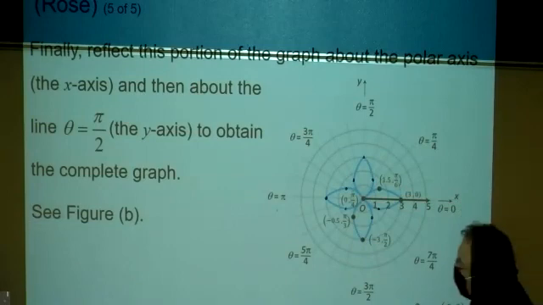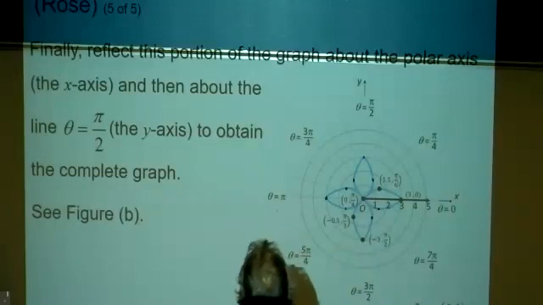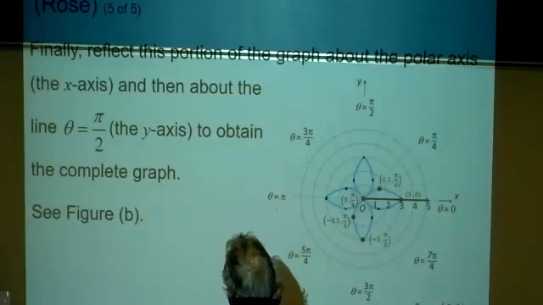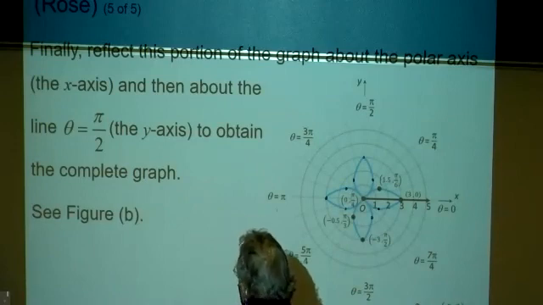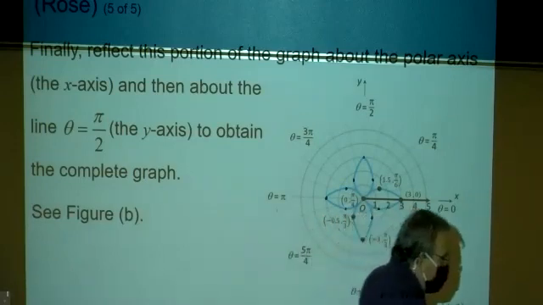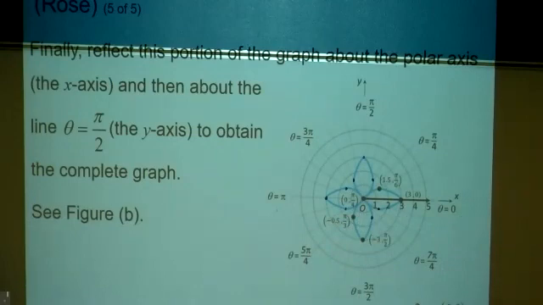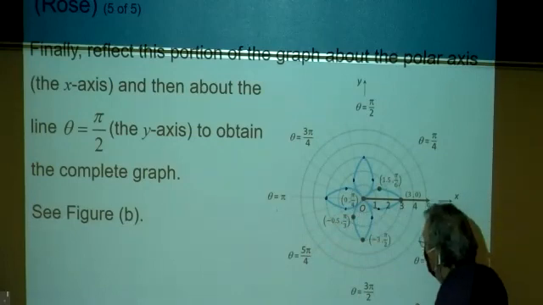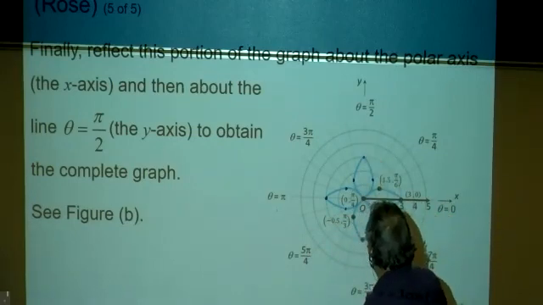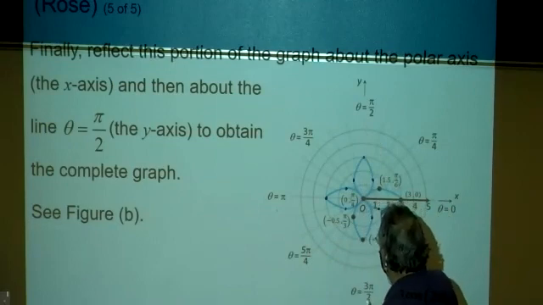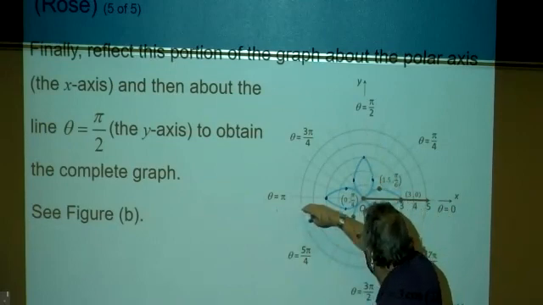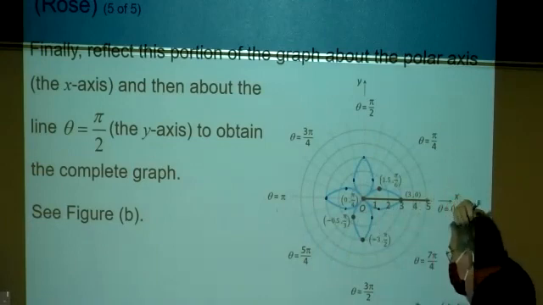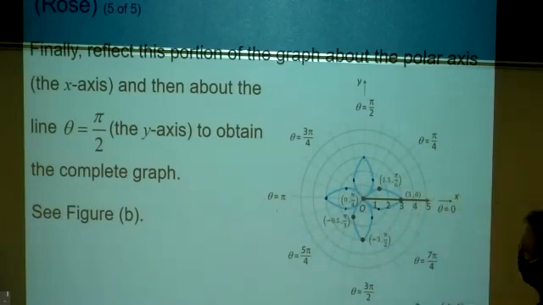So what did they say? Reflect the portion of this graph about the polar axis and about the line, all right, so they did it about the pole and across this line. What I did, I reflected across this line and across this line. Doesn't matter. Still get it the same place.